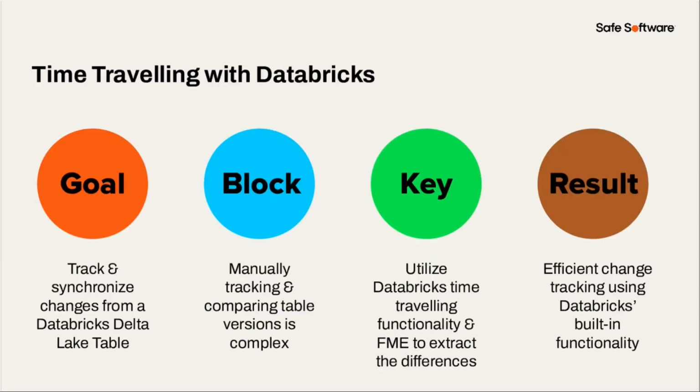So our goal here is to track and synchronize changes from a Databricks Delta Lake table. The block is that manually tracking and comparing these table versions is complex. We don't want to read in all the data. We just want to read in the latest changes. So we can utilize Databricks time traveling functionality and extract the differences using FME. This results in efficient change tracking using, again, the built-in functionality that's available with the formats and the platform that we're using.